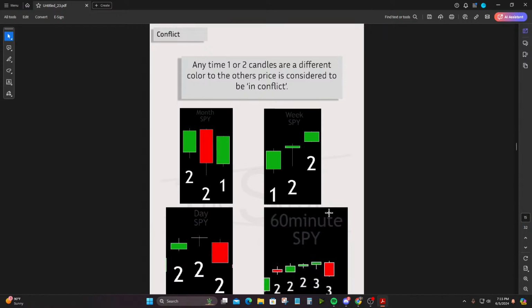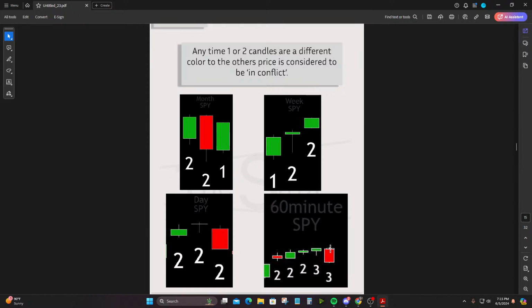Conflict. Anytime one or two of the major time frames are a different color to the other time frames is to be considered in conflict. So we talked about conflicted twos up and twos down in the last session, but this is a full time frame continuity conflict. So you'll see here the month is green, the week is green, but the day and the 60 are red. So when you don't have all 4 major time frames in agreement, we also consider that conflict.